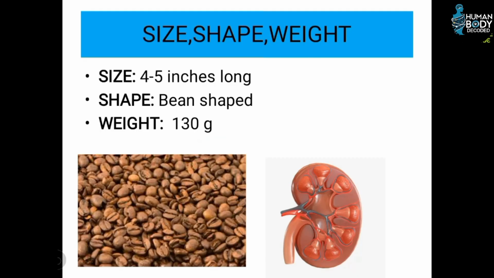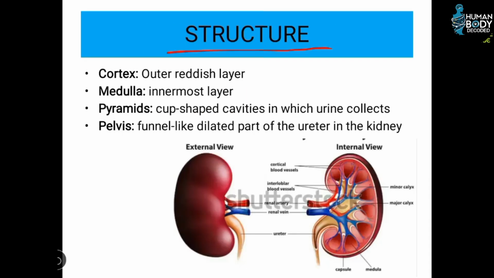Now, let's move on to the size of the kidney. Each kidney is about 4 to 5 inches long. As for its shape, the kidney is bean-shaped, as you can see in the diagram, which resembles beans. Now, let's talk about the weight. Each kidney weighs approximately 130 grams. Next, let's discuss the structure of the kidney.